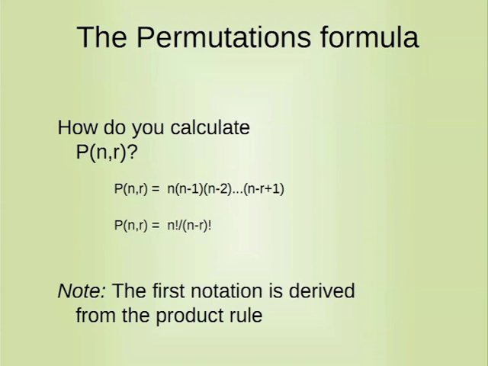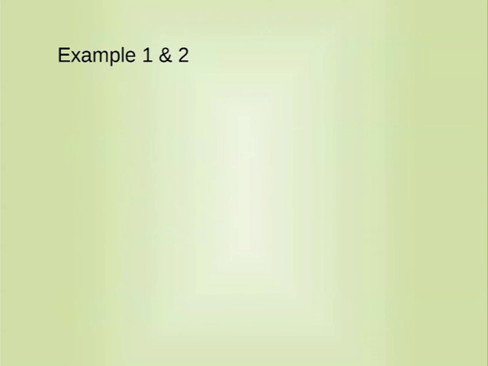So the general formula for this is n times n minus 1 times n minus 2 all the way to n minus r plus 1. Now, a simpler way to write this using factorials is n factorial over (n minus r) factorial. This gives you exactly the same thing, n times n minus 1 all the way to n minus r plus 1. It's just a neater way of writing it. So let's move on to some examples of permutations.